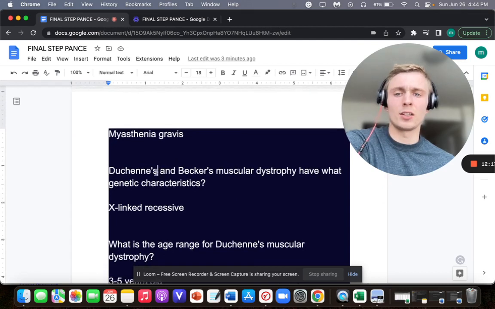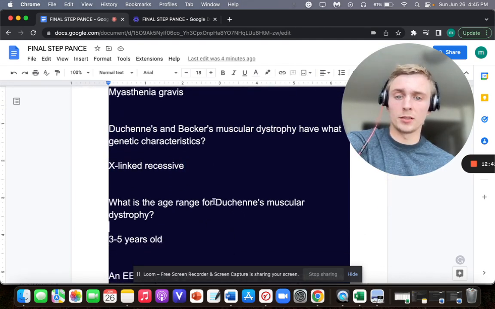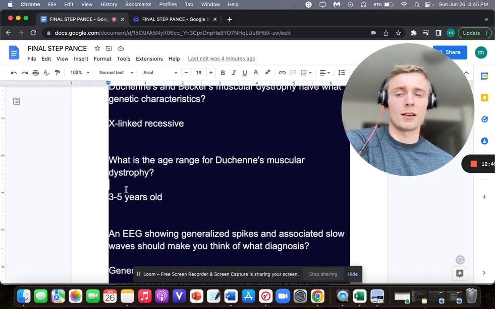And what sign do we see importantly when the patient is trying to stand up, but they're having to push off their feet, push off their knees, and push off their thighs to even stand up? What sign is that called for Duchenne's muscular dystrophy? That's going to be Gower's sign. And that's X-linked recessive. At what age range does Duchenne's muscular dystrophy arise? That's going to be 3 to 5 years old.